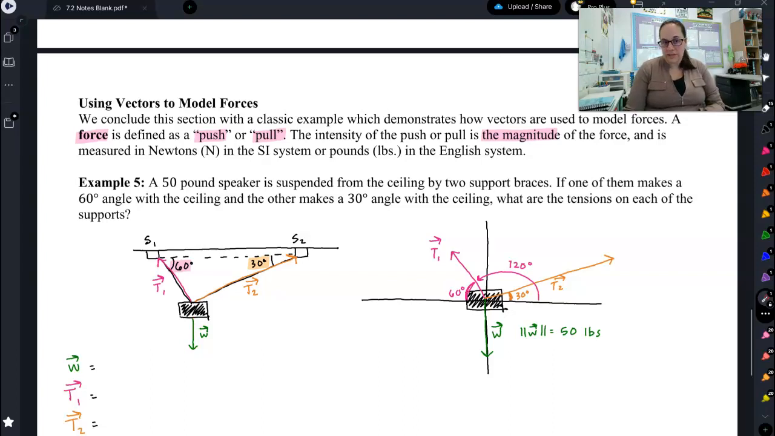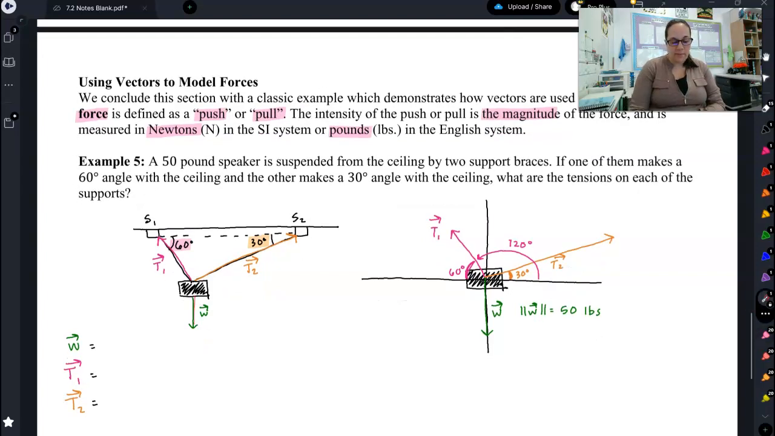Now, forces or pushes or pulls are always measured in newtons, or if you're in the English system, pounds. So that is also how we get that the magnitude of this weight vector, this gravity vector, is going to be 50 pounds. That's the force acting on it.